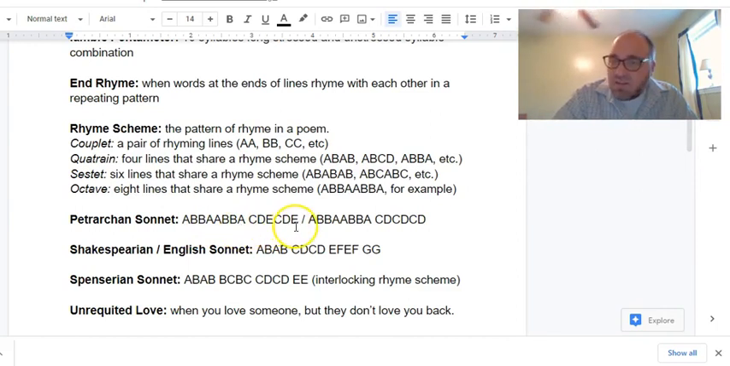CDE, CDE, and that's a sestet. Petrarchan sonnets are always an octave and a sestet. What's fun about the rhyme schemes of the sonnets, and one of the reasons you want to pay attention to the rhyme schemes, is because, generally speaking, they help you understand the meaning of the sonnet.